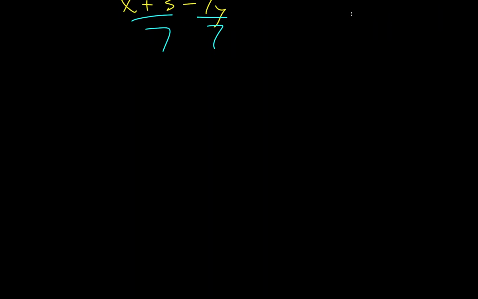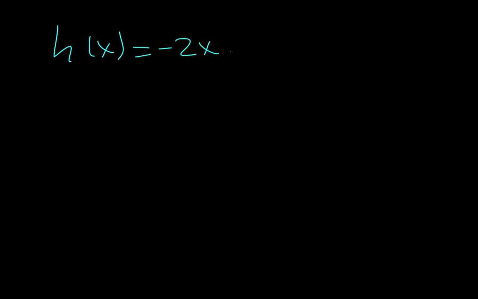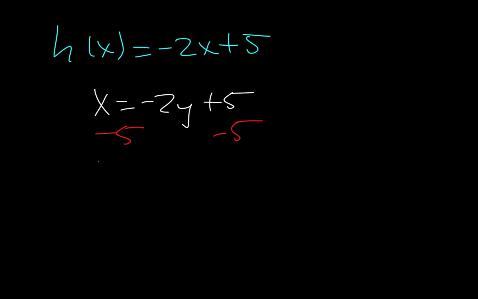Okay, we'll do one more of these linear ones. So this time we have h of x equals negative 2x plus 5. You can combine this as one step. You can swap the x and the y right now. So I can say x equals negative 2y plus 5. Do the algebra. Minus 5, minus 5. x minus 5 equals negative 2y. Divide by negative 2.